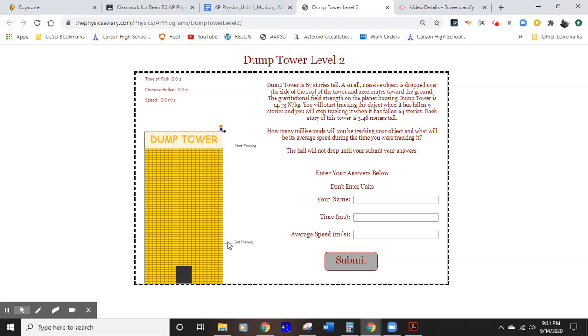How many milliseconds will you be tracking your object, and what will be the average speed during the time you are tracking? The ball will not drop until you submit your answers.